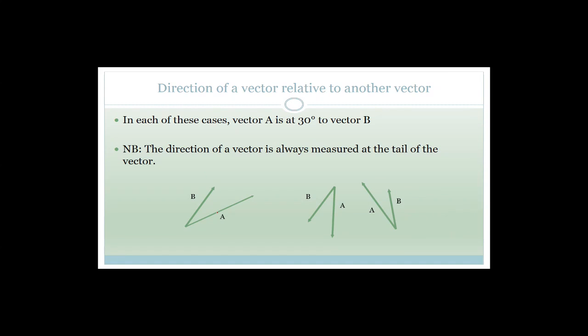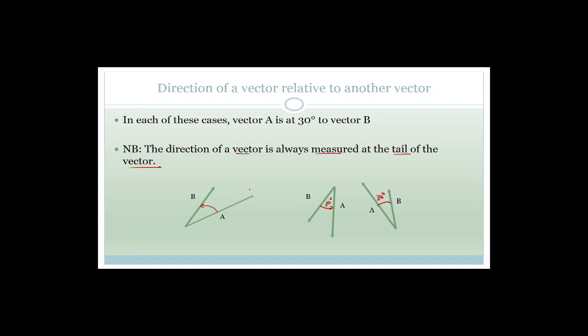In other words, vector A is 30 degrees away from vector B. If we had to measure this angle, it would be 30 degrees. So this talks about the direction of the vector relative to another vector. Please note, this is very important: the direction of the vector is always measured at the tail of the vector.